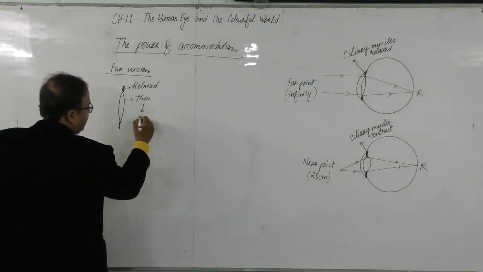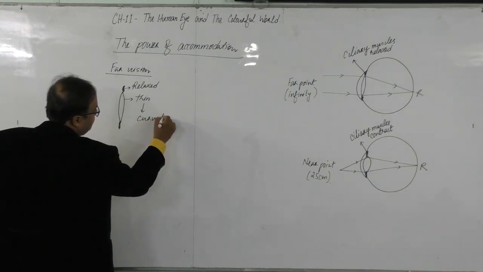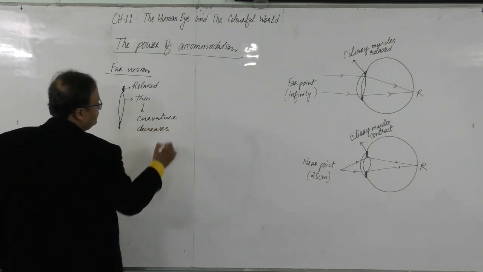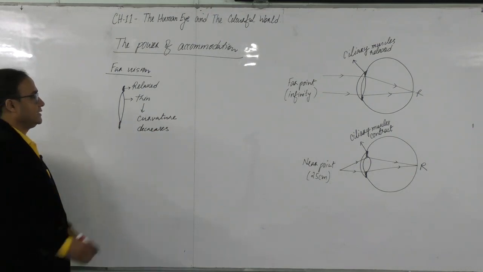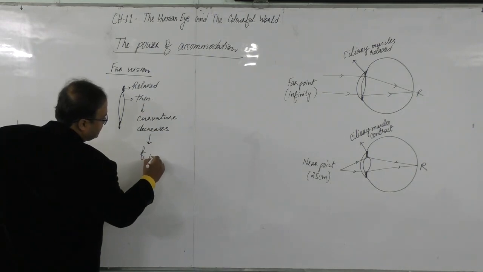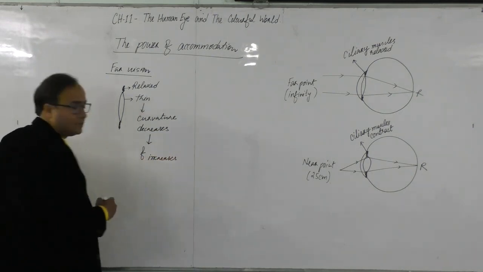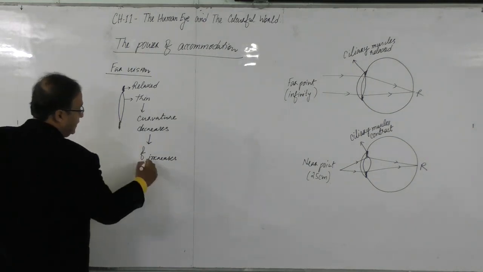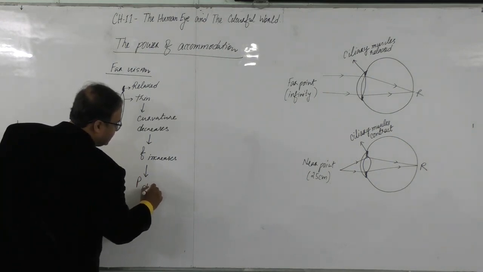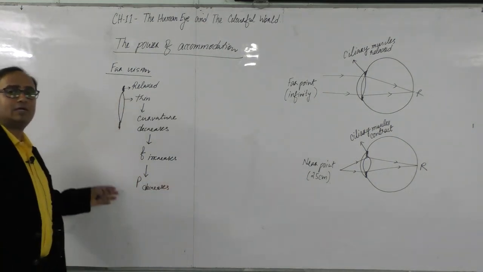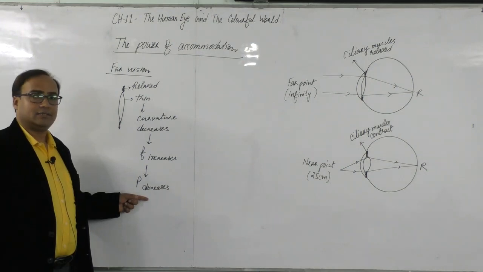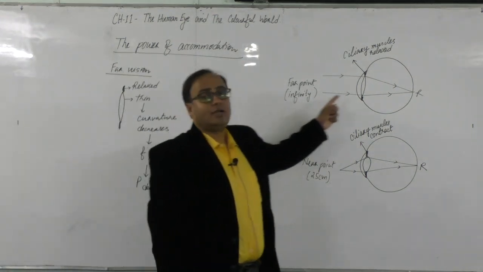When the lens becomes thin, its curvature decreases. So the curvature is decreasing. When curvature decreases, focal length increases. The focal length is increasing here, and because of that, the power of the lens decreases. Power decreases. We are discussing converging power. The converging power decreases, and it helps in far vision.